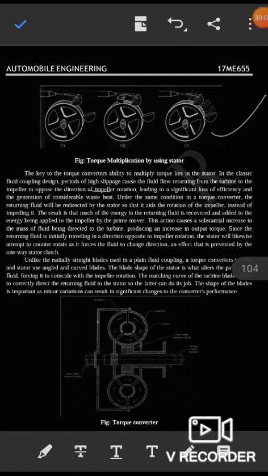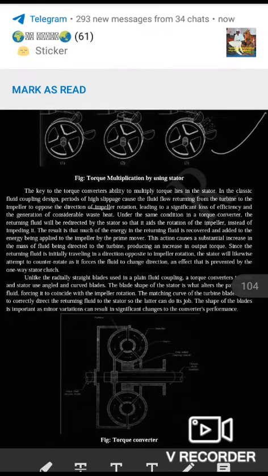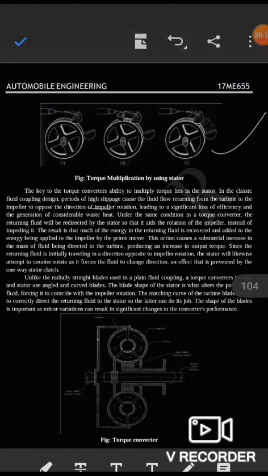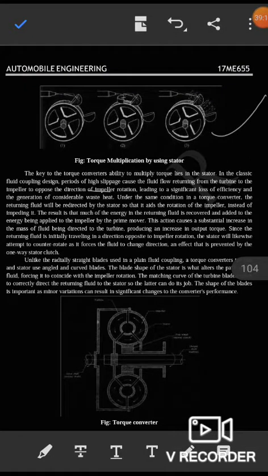Since the returning fluid is initially traveling in the direction opposite to the impeller rotation, the stator will likewise attempt to counter-rotate as it forces the fluid to change direction, an effect that is prevented by the one-way stator clutch.